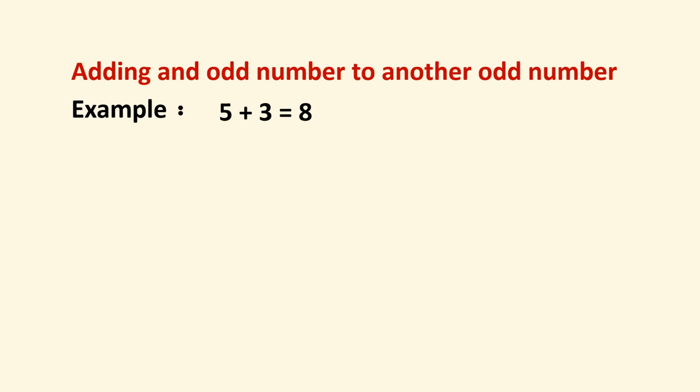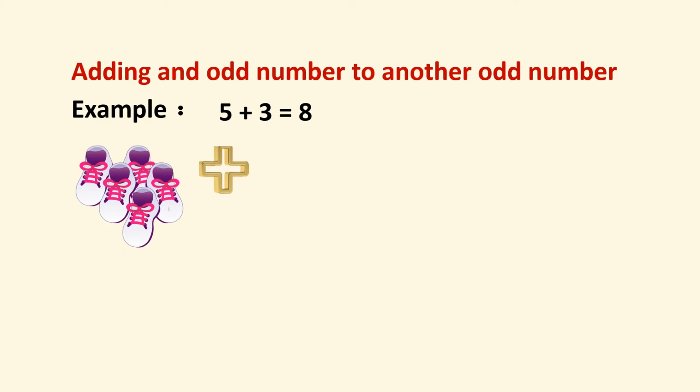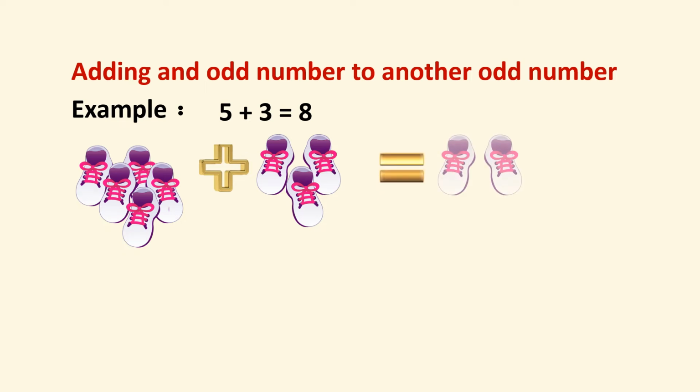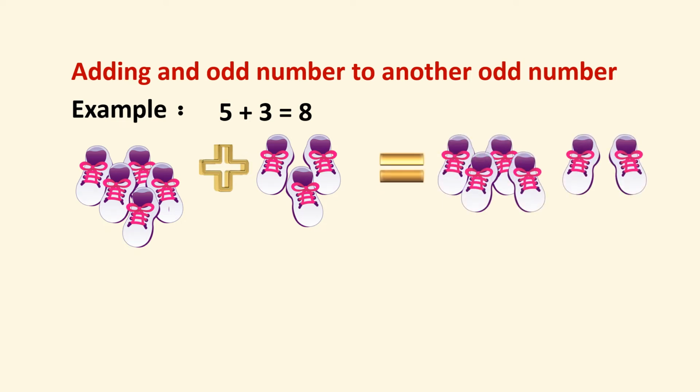5 plus 3 equals 8. So we'll represent those using our shoes. 5 means there we have got 2 pairs of shoes and a half a pair. That means it's an odd number. Plus 3 means 1 pair of shoes and a half a pair. Once again, 3 is also an odd number. Equals 8 means we have got altogether 4 pairs of shoes. Isn't that so? Therefore, 8 is an even number.